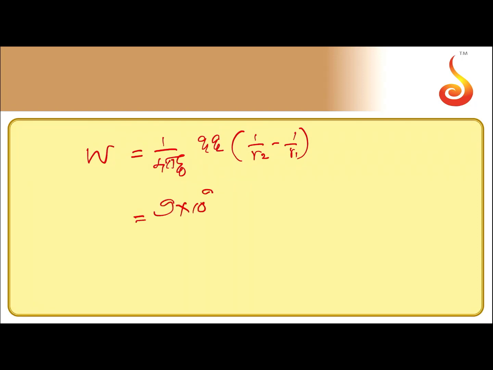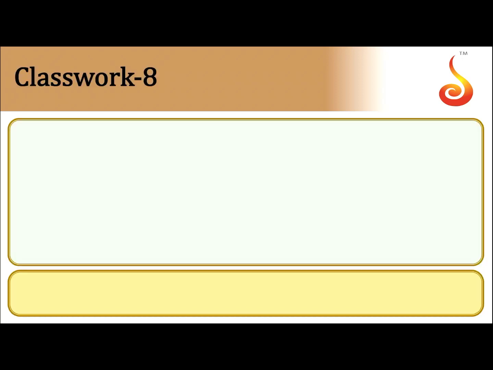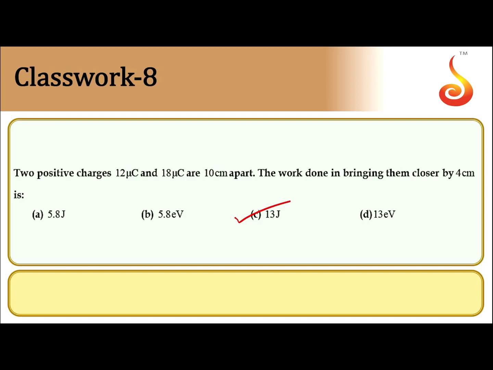9 into 10 to the power of 9 into Q1 Q2, 12 into 10 to the power of minus 6, and this is 18 into 10 to the power of minus 6, 1 by R2. What is the initial separation? 10 centimeter. And what is the final separation? They are brought closer by 4 centimeter, which means the final separation is 10 minus 4, that is 6 centimeter. We can simplify it further, and it gives you 13 joules. So C is our correct choice.